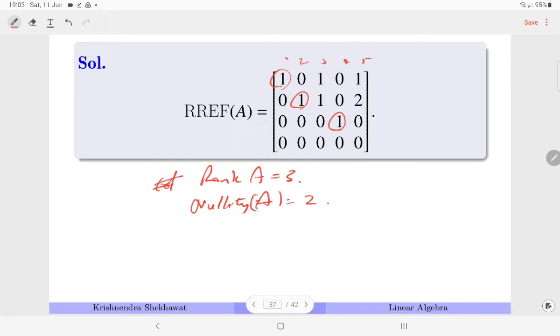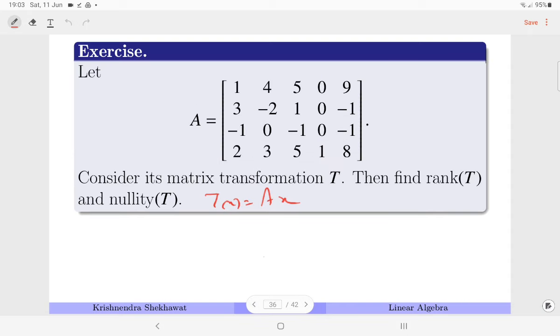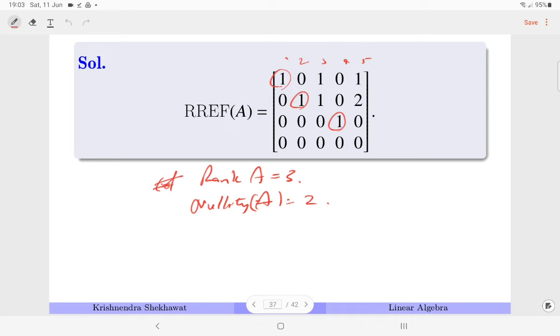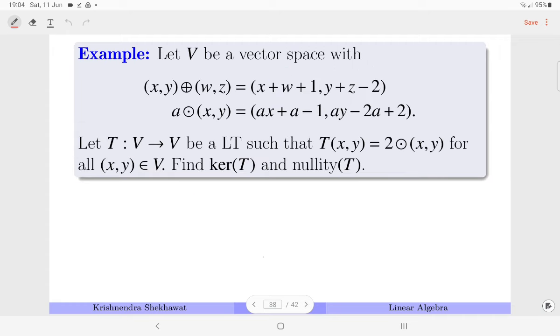Since I don't have to find the basis here, if I had to find the basis, then I would see that column 1, column 2 and column 4 form a basis for the column space. And similarly, we have already discussed how to find the null space. Rank and nullity can be directly concluded without computing the basis, depending on the number of free variables and the number of pivot entries.